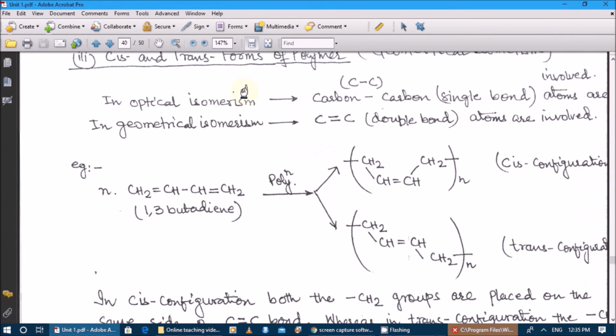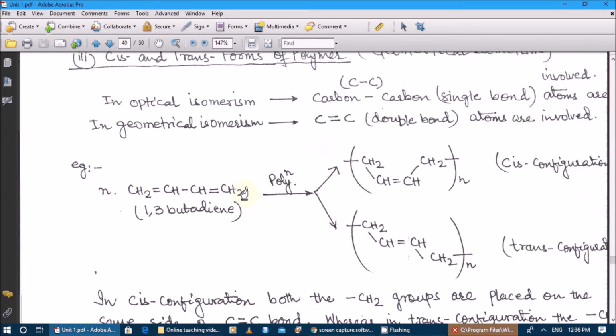See, you must have already seen optical isomerism about the carbon-carbon single bond. In case of polypropylene, there is a single bond between the asymmetric carbon atom and the symmetric carbon atom, and we are observing the isomerism on the asymmetric carbon atom about the carbon-carbon single bond. But in case of butadiene, 1,3-butadiene, we will try to see the isomerism about the carbon-carbon double bond.